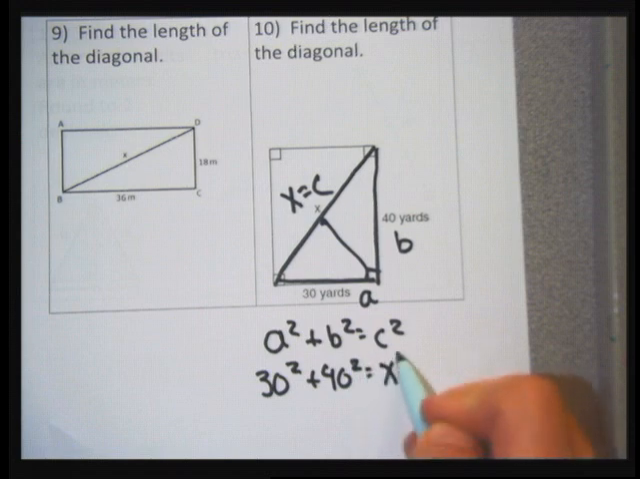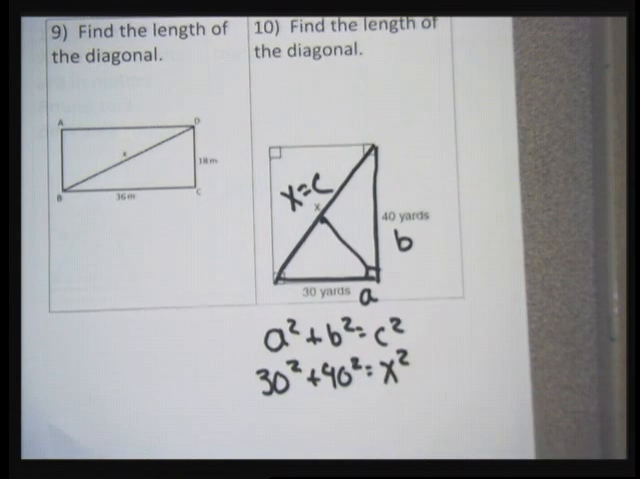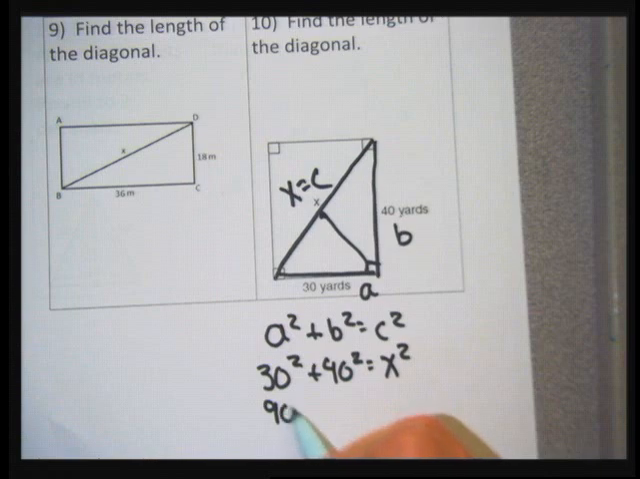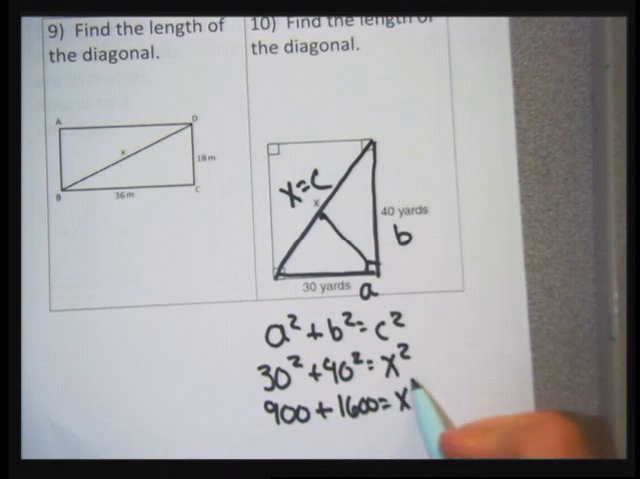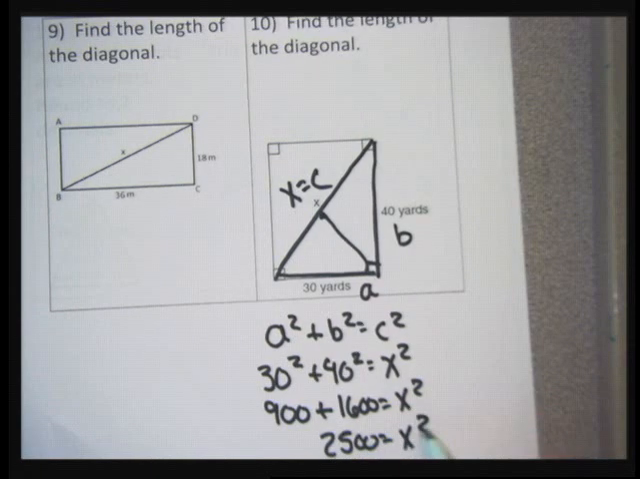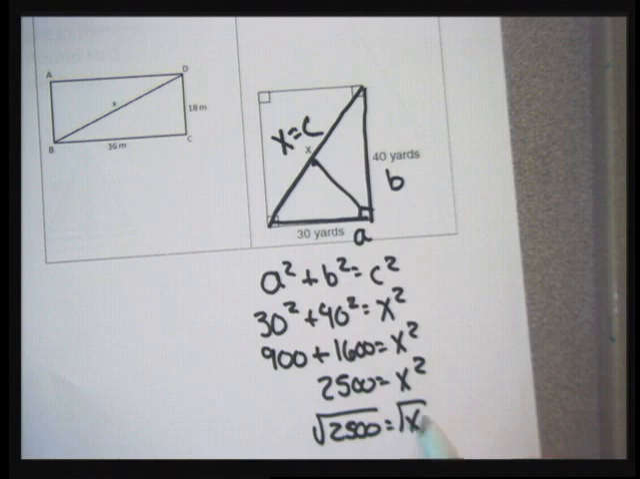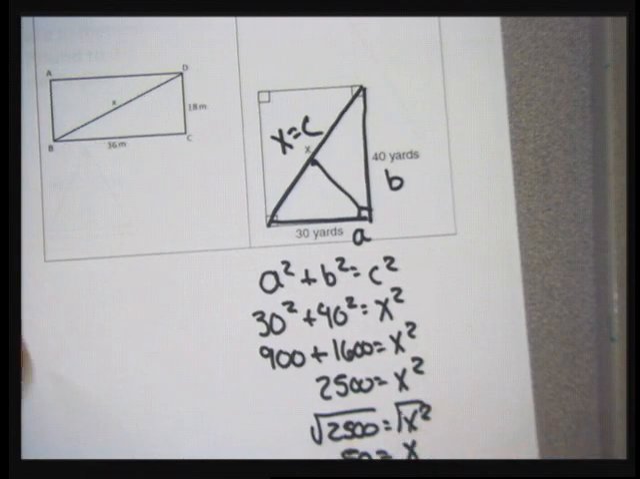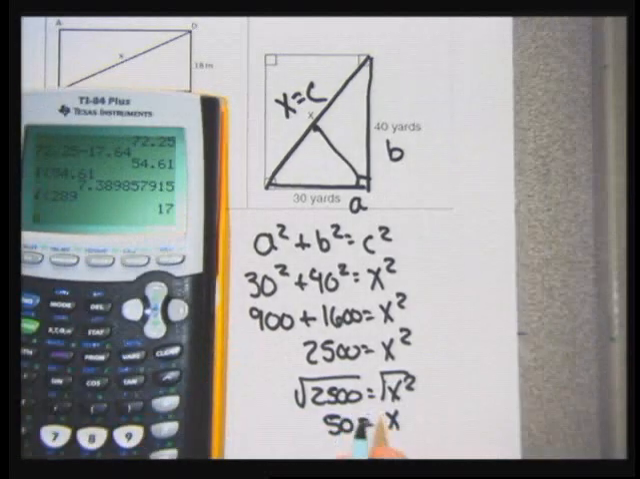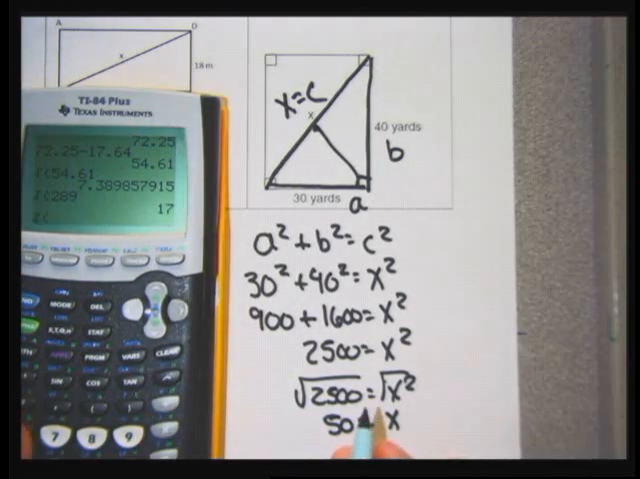Now that side is called X, so I'm going to call it X. And 30 squared is 900. 40 squared is 1600. This gives me 2500 equals X squared. Then I'll do the square root of 2500 equals the square root of X squared. And I think that gives me 50 equals X. But before I commit to writing that down, I'll do the square root of 2500 again, and I get 50.